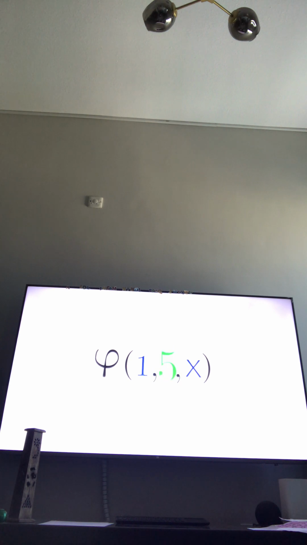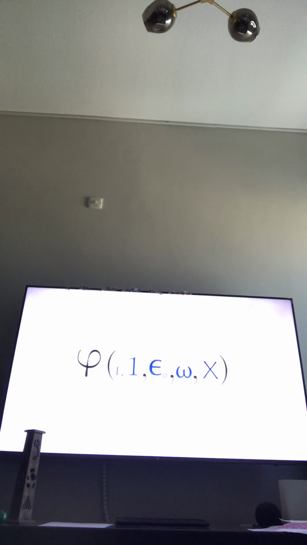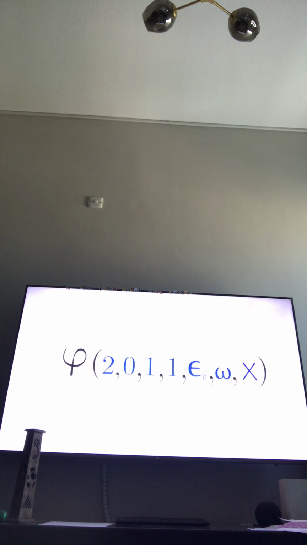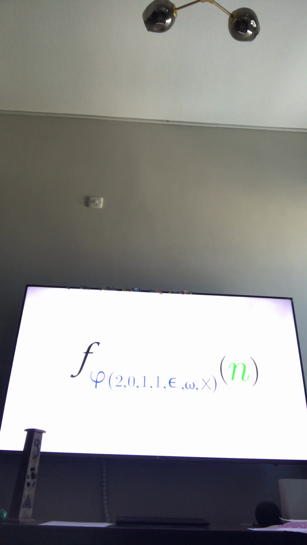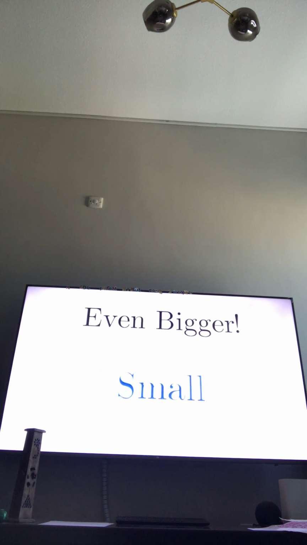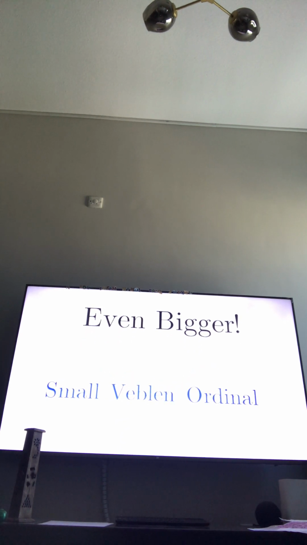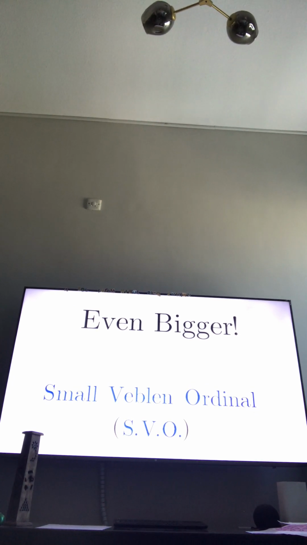We can keep increasing, but this will eventually run out of power. So now we increase the first argument. This will eventually run out of power, so we add more arguments. If we plug this under the fast-growing hierarchy, this will be almighty. But there's something even bigger. The small Veblen ordinal, or SVO for short.